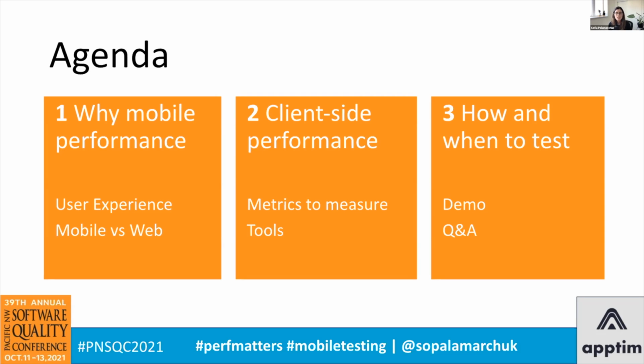I'll start by talking about how performance impacts user experience in mobile. And I'm going to introduce the differences between a web and a mobile app, meaning a website in mobile versus a mobile native app. Then I'm going to focus on the client-side performance. What are the metrics we can measure for each?